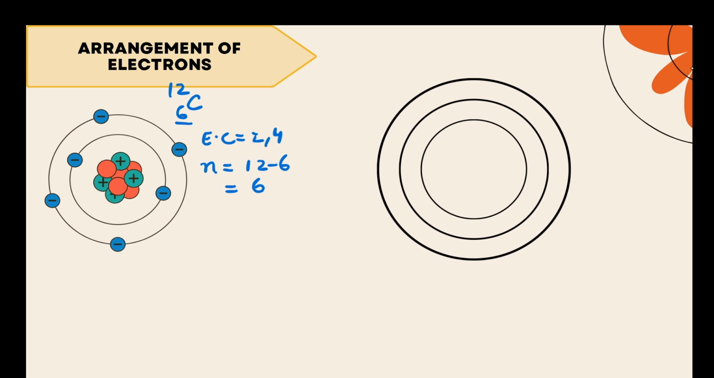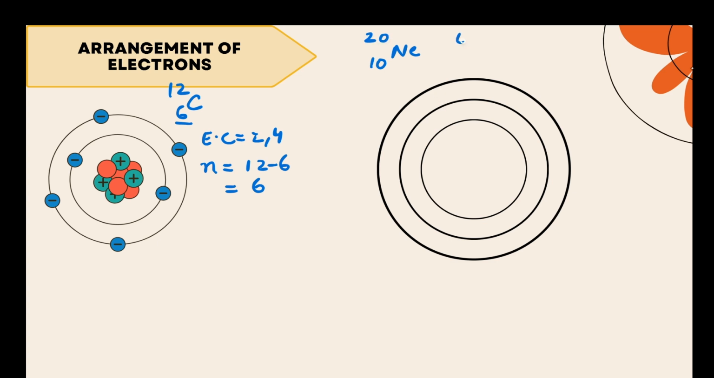So that is how in the nucleus you'll be showing the number of protons and neutrons. Okay, so that was the example of carbon. Next we will take the example of neon. Okay, neon atomic number is 10 and mass number is 20.